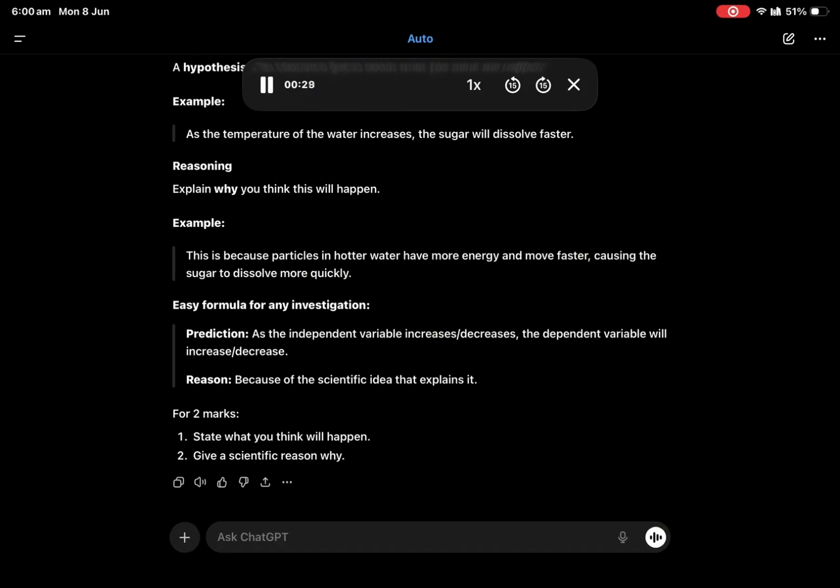Easy formula for any investigation. "Prediction: as the independent variable increases or decreases, the dependent variable will increase or decrease. Reason: because of the scientific idea that explains it." For 2 marks: 1. State what you think will happen. 2. Give a scientific reason why.